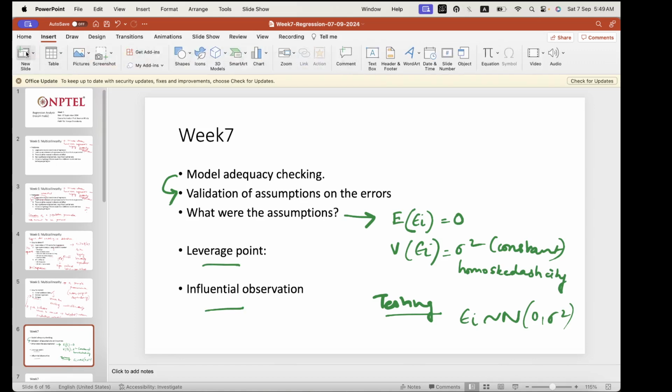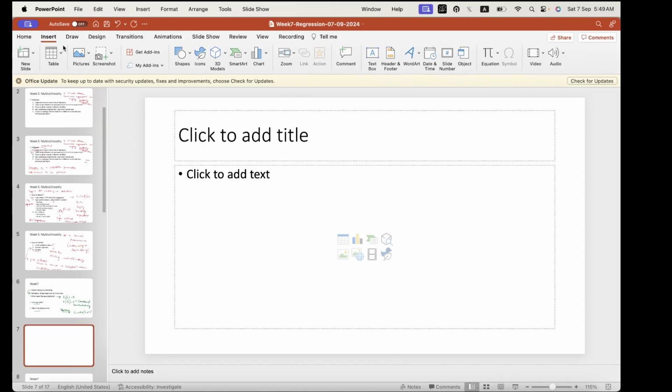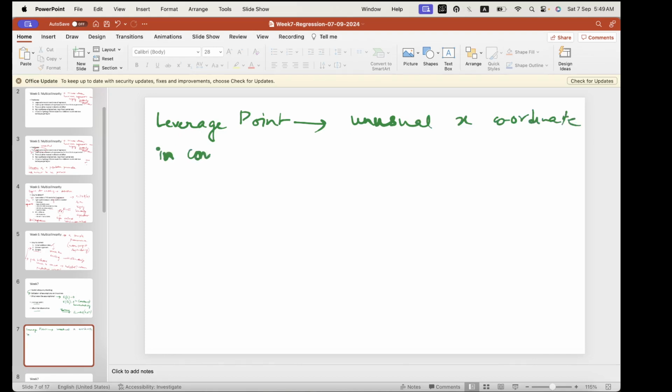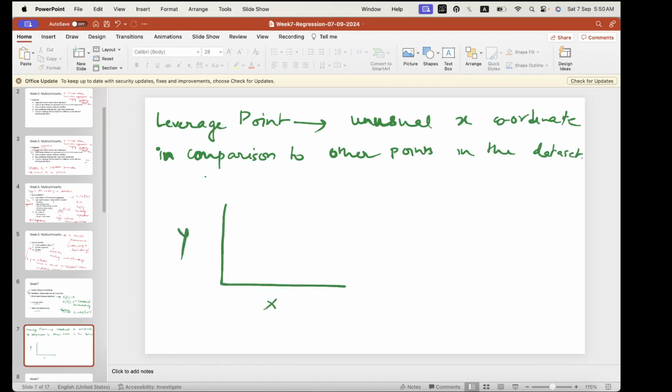I'll just briefly discuss what we mean by a leverage point. A leverage point usually means that this point has an unusual x coordinate in comparison to other points in the data set. Let's say this is my x value and this is the y value. The first step was to plot a scatter plot.